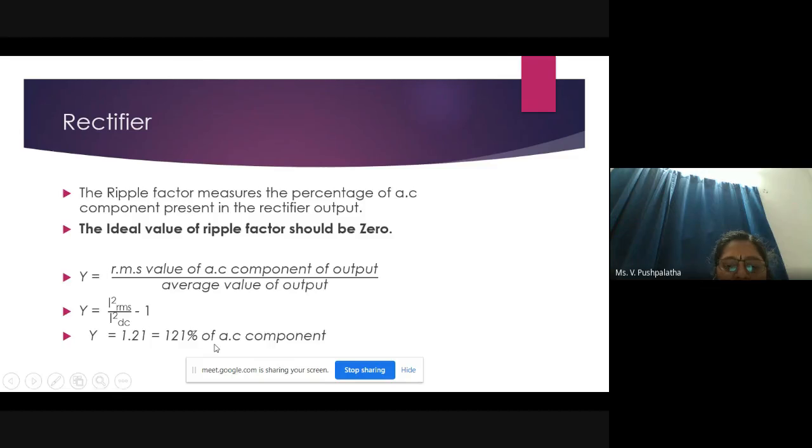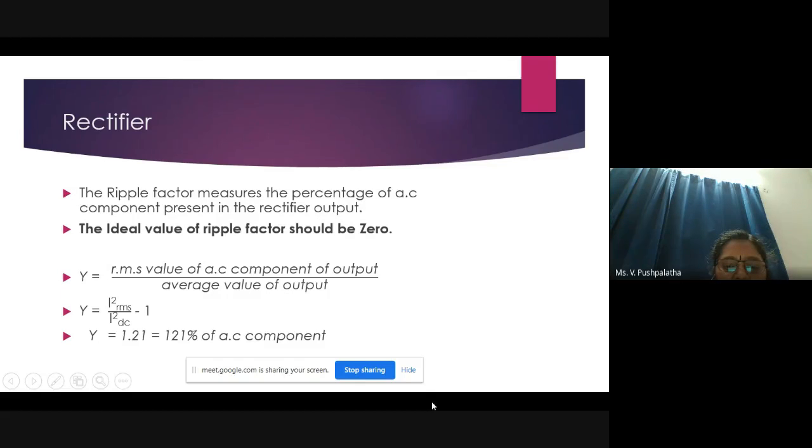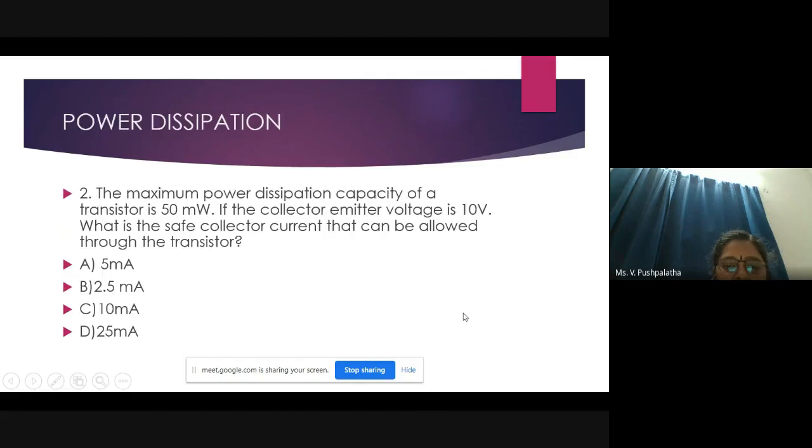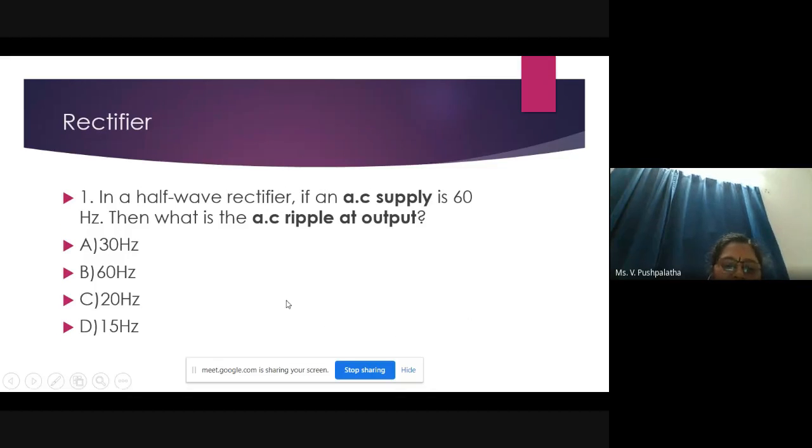Can anyone post it in the chat box? What is the answer? The answer is 60 Hertz.